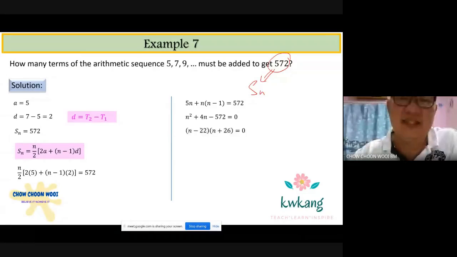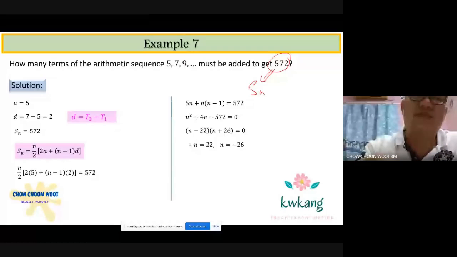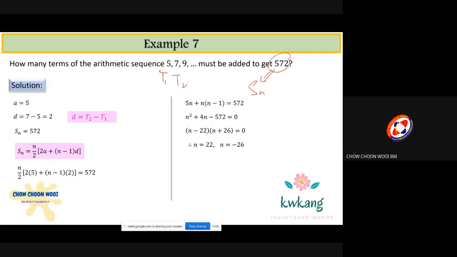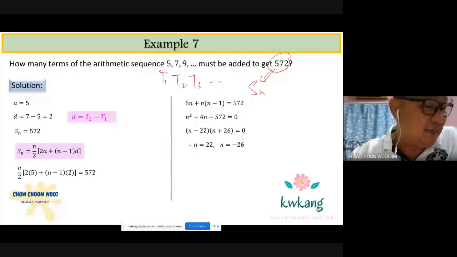Okay. So here, we factorize it. Then we find the values of n. There are 2 values of n. Nilai n. So ingat, n itu is always from first term, second term, third term. n tak ada negatif. So negatif ini automatik kita bagi dia keluar.